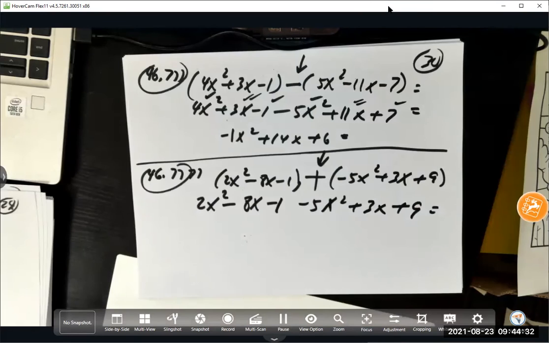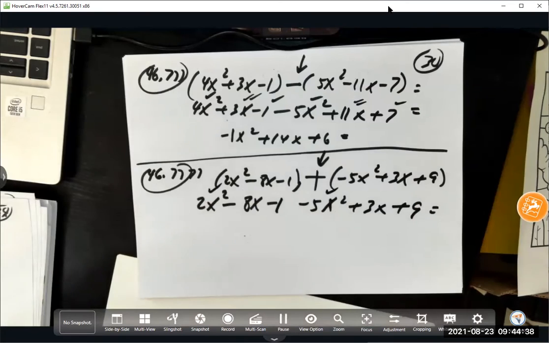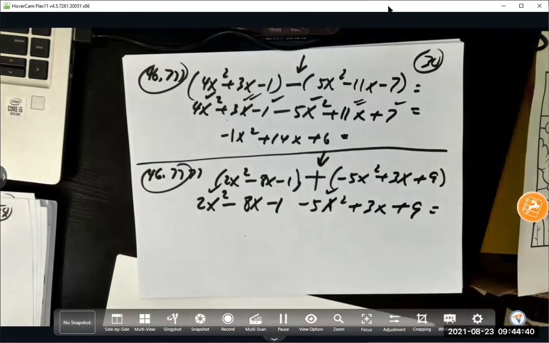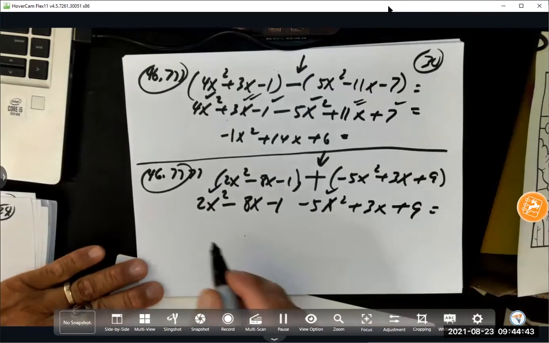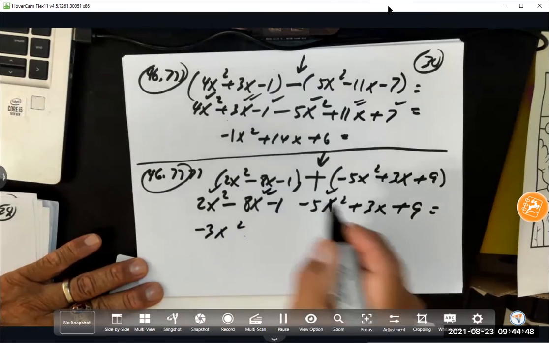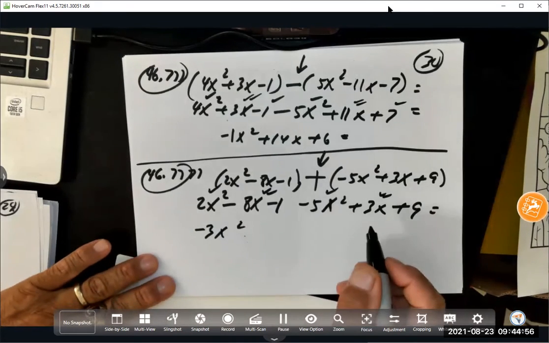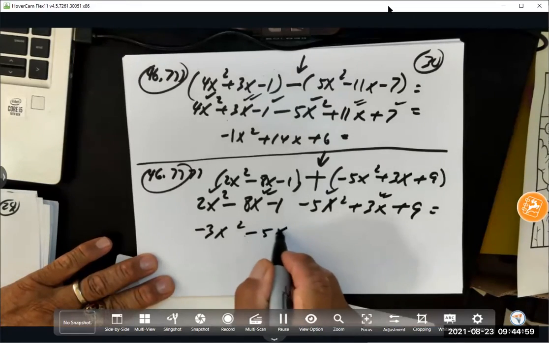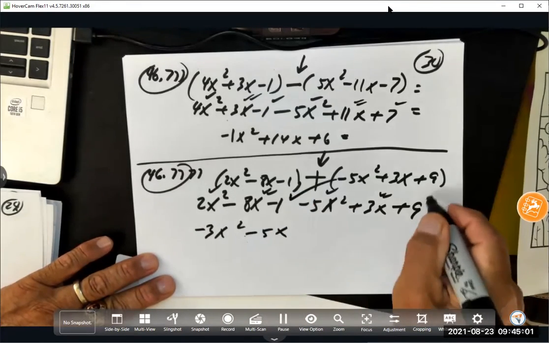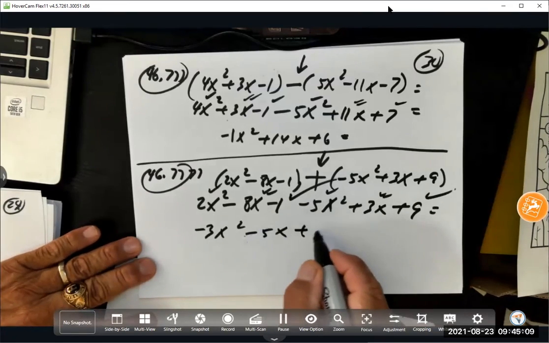Now ready? The hard part. Can I put the x squares and the x squares together? How much do you think that is? Negative 3x squared. And can I put the x's and the x's together? How much is that? Negative 5x. And then the last part, the negative 1 and a positive 9. What do you think? Positive 8.